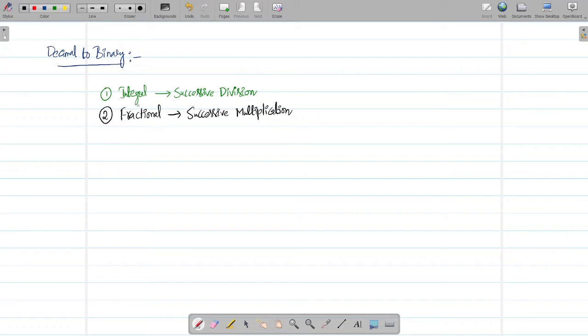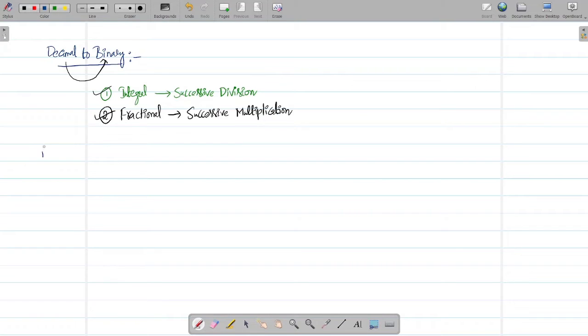And if the number contains both the integral part and fractional part, you can apply successive division method for integral part and successive multiplication for fractional part and add them together so that you can easily convert the decimal number into binary number. Okay, so let me do it. What is meant by successive division method? You can easily have an idea if you go through a numerical problem. So that's why I'm taking the help of a numerical problem.